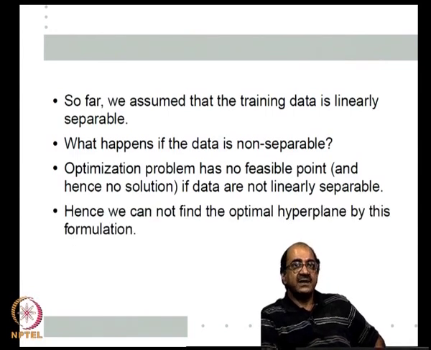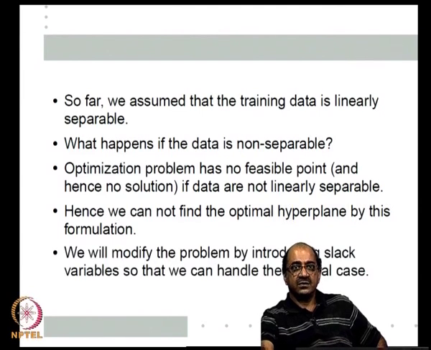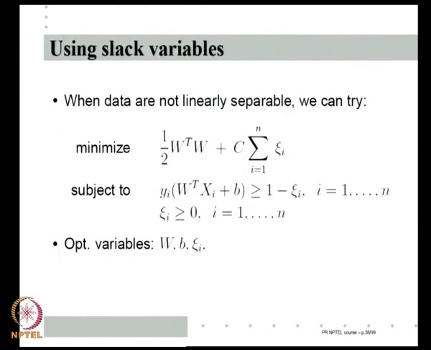Which means in general, if the data is not linearly separable, we can't find the optimal hyperplane by this formulation. So we need to change this formulation. Why are we not able to find the solution? Because my constraints may not be satisfied. When constraints are not fully satisfied, the standard technique in constrained optimization is to use what are called slack variables, so that we keep our constraints not hard but soft, and then we manage to get a feasible point. So that is what we will do next.